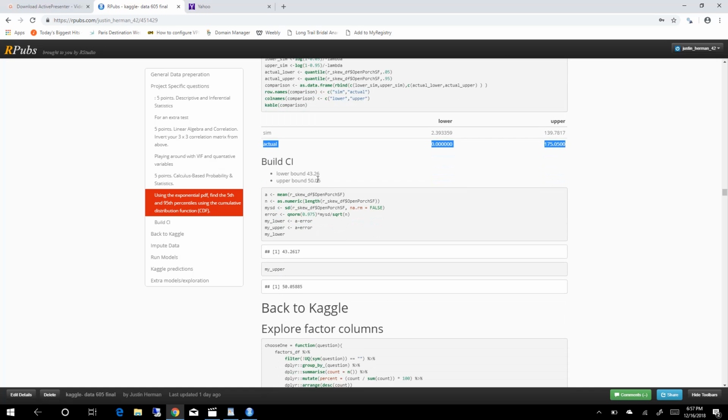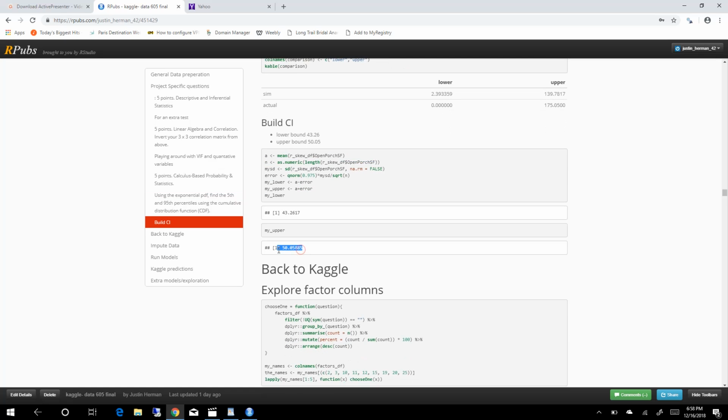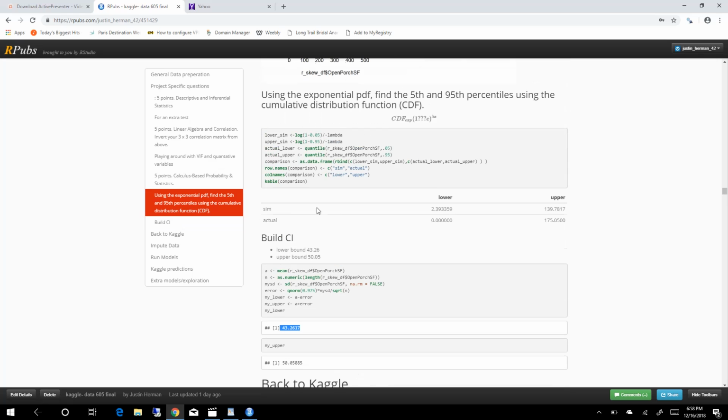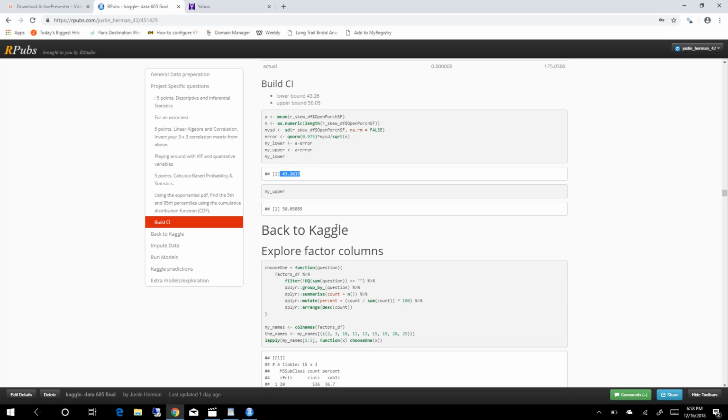From here, we were also asked to custom build a confidence interval, and that's pretty simple. I just took the mean of our vector, found the standard error, and added and subtracted the error from the mean to get the upper and the lower. It prints out that our upper is 50 and our lower is 43.612, and our mean I think was 46. I don't have it printed here. Okay, so that was it for all those specific questions.